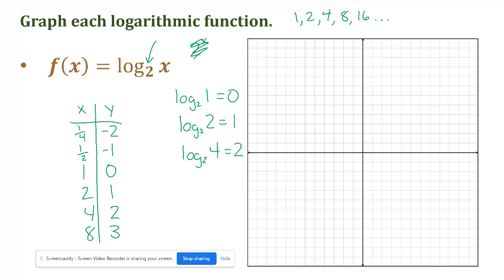So again, we have the same kind of symmetry on our table here that we did before with exponential equations. It's just the numbers, which side they're on, gets switched. So let's go ahead and plot some points here. When x is 1, y is 0. When x is 2, y is 1. X is 4, 2. And when x is 8, we're at 3. So you can kind of see where it's going. It's coming up and kind of flattening out.